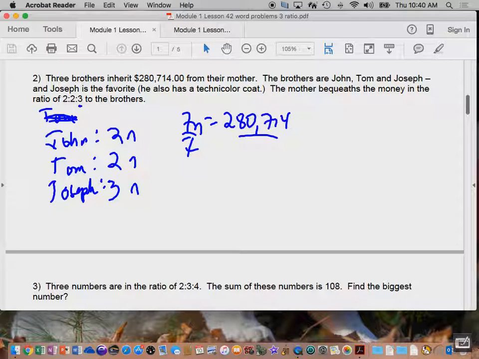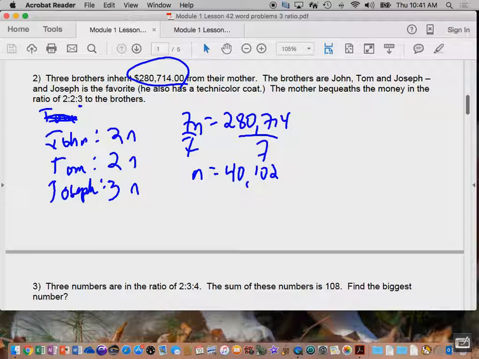Divide both sides by 7, because I know that's how much money there is. Divide by 7. $40,102. Hold it, slow down a sec. I want to make sure we can interpret this. Does this mean that the brothers each receive $40,102? No. What is that 40,102? That's a variable, a thing they share in common represented by n.